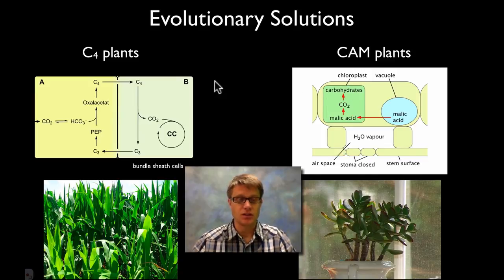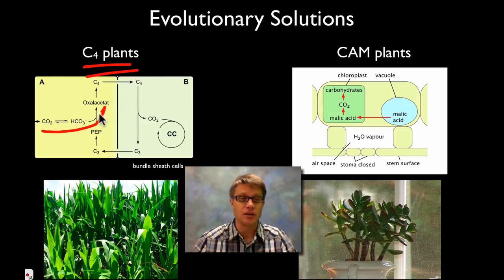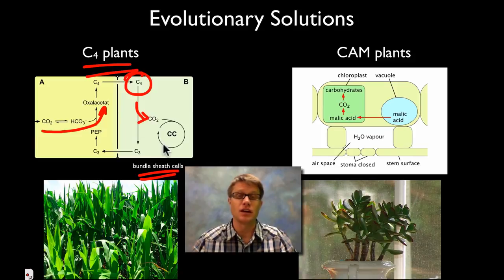Another example of this would be in C4 plants. What they do is, instead of doing it day and night, they'll take that carbon dioxide in, and they'll actually use enzymes to make a 4-carbon molecule out of it. That 4-carbon molecule will move to some cells on the inside of the leaf called the bundle sheath cells, and then they can simply introduce carbon dioxide into the Calvin cycle here.